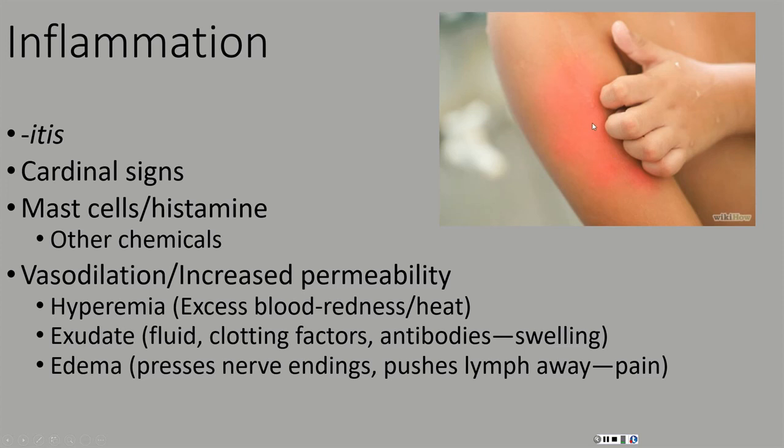So this is kind of like a fever, but it's got a different cause, and it's localized. If you were to touch this area, it would be very warm, as opposed to over here, not so much.